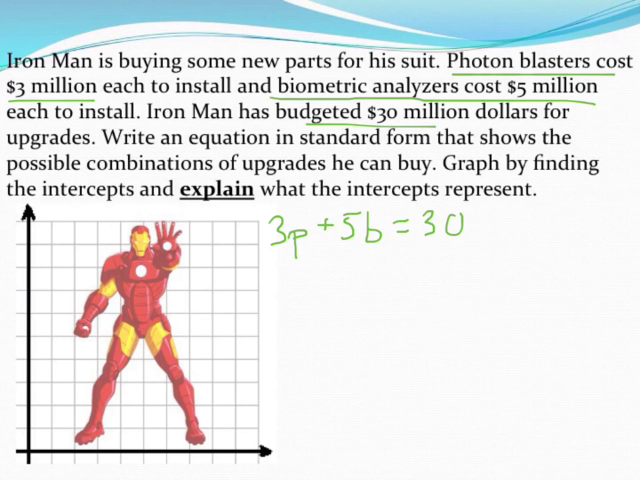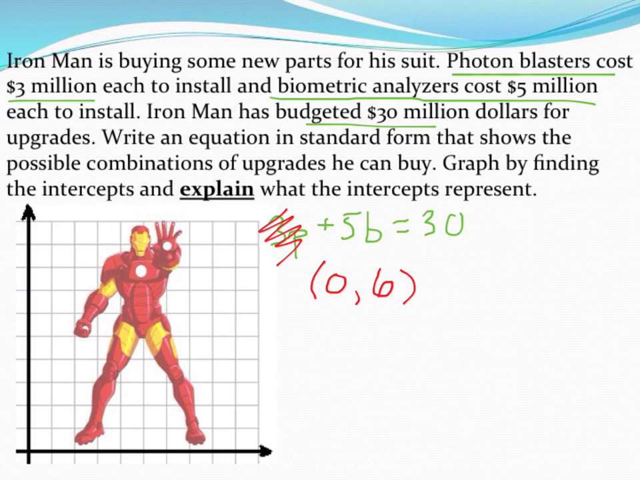So first thing is I'm going to cover up the p variable, thereby making it equal to 0. So I'm going to pretend p is 0. I don't buy any photon lasers, or whatever I said they were. So the equation that's left over is 5b equals 30. If I divide both sides by 5, I get a b value of 6, so (0, 6). There will be 1 point on my graph momentarily.